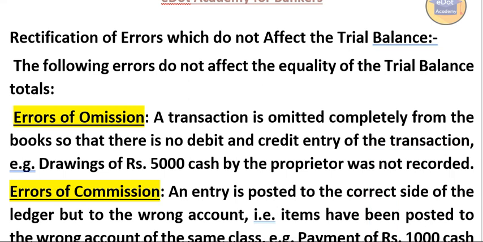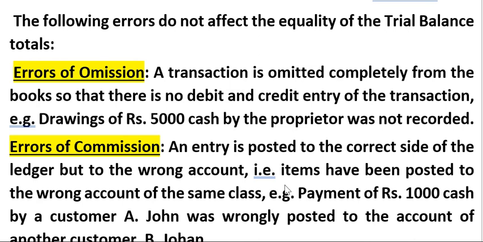So it is very difficult to find out where the mistake is there. Like I'll take an example here: drawing of rupees 5,000 cash by proprietor was not recorded. Means the proprietor withdrew 5,000 rupees but you did not make an entry anywhere. Okay, anywhere the entry was not made, means you forgot, neither on the debit side nor the credit side, so this becomes an error of omission. At the last of the accounting period it will be difficult to find out where the mistake is there.